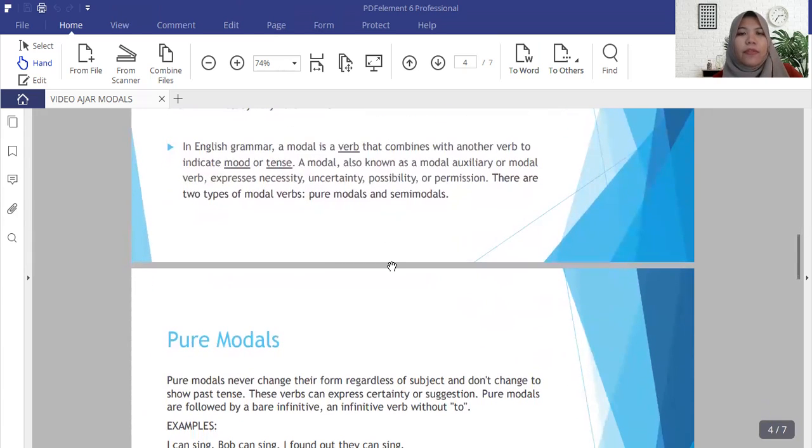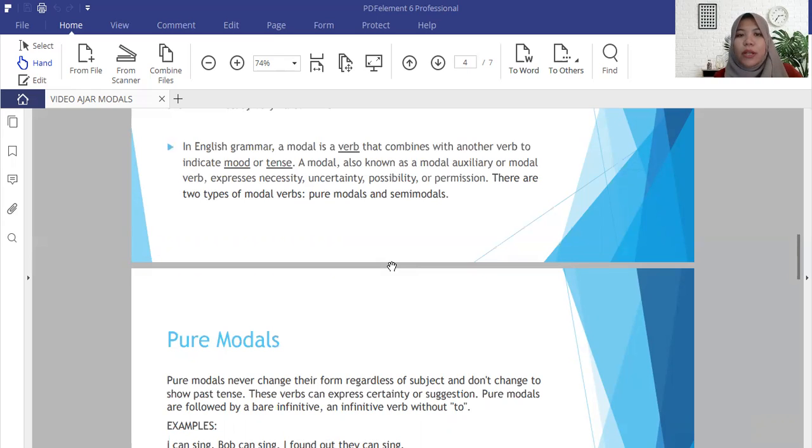So how about the function of modal verbs? In English grammar, a modal is a verb that combines with another verb to indicate mood or tense. A modal, also known as a modal auxiliary or modal verb, expresses necessity, uncertainty, possibility, or permission. So this is the function of modal verbs.